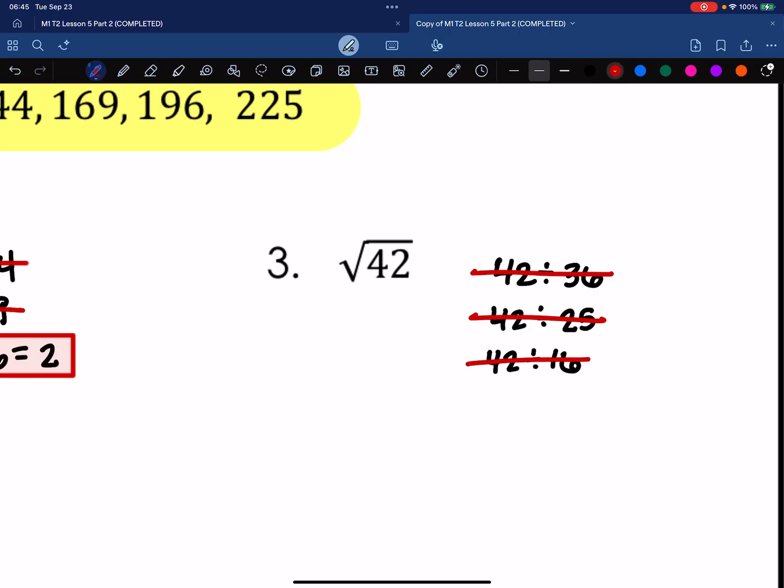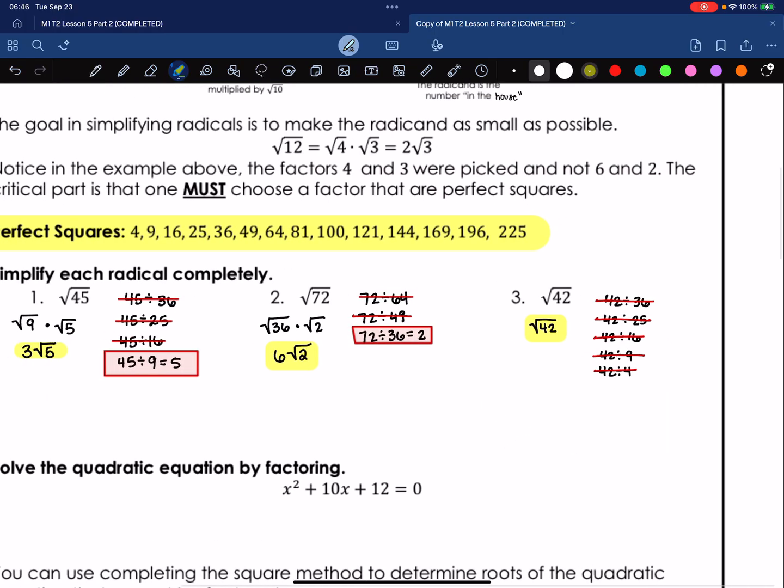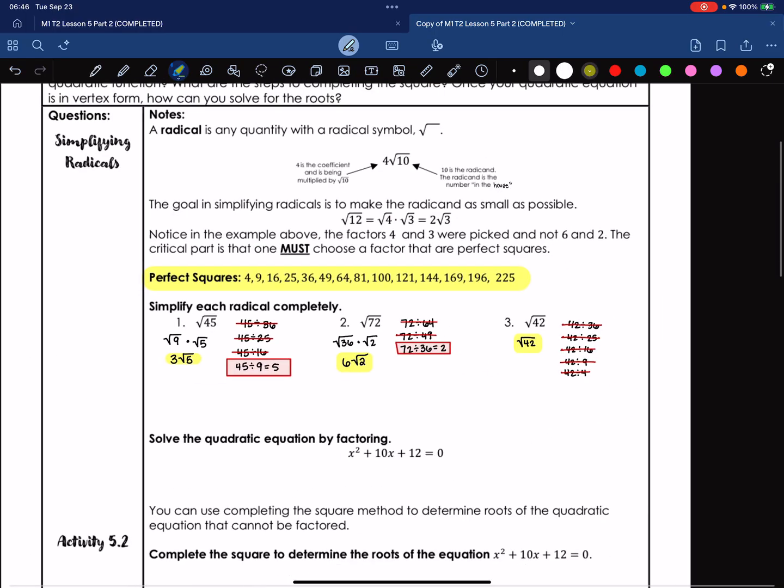That doesn't divide evenly. Then we take 42 divided by 9. That also doesn't divide evenly. And so our last chance, 42 divided by 4, and that doesn't divide evenly. So no perfect square goes into 42. Therefore, this is as simplified as it can get, and sometimes that happens where you can't simplify numbers.